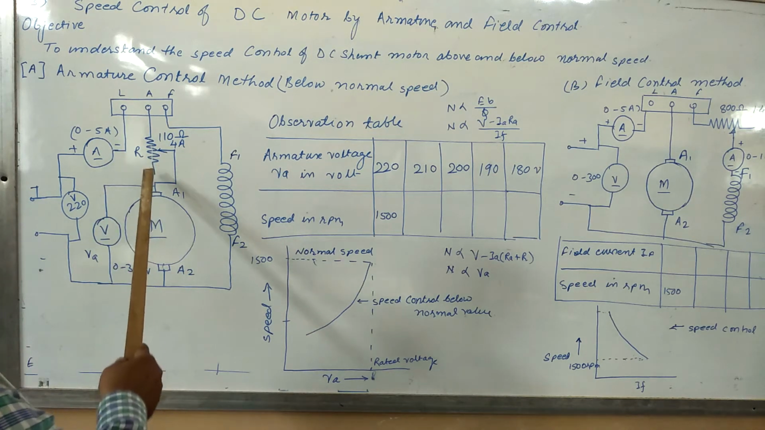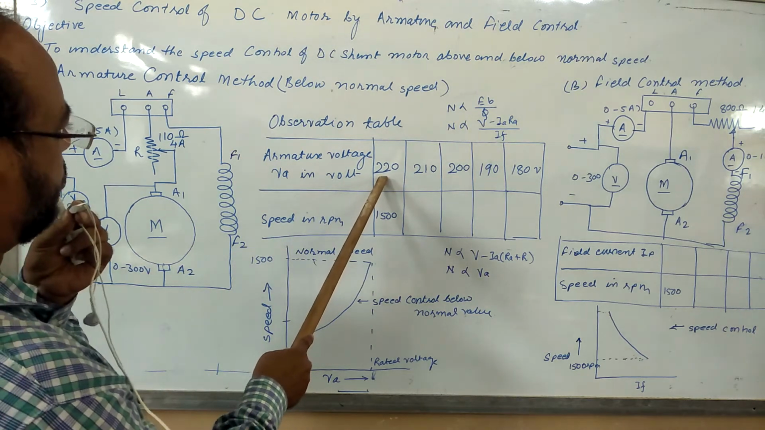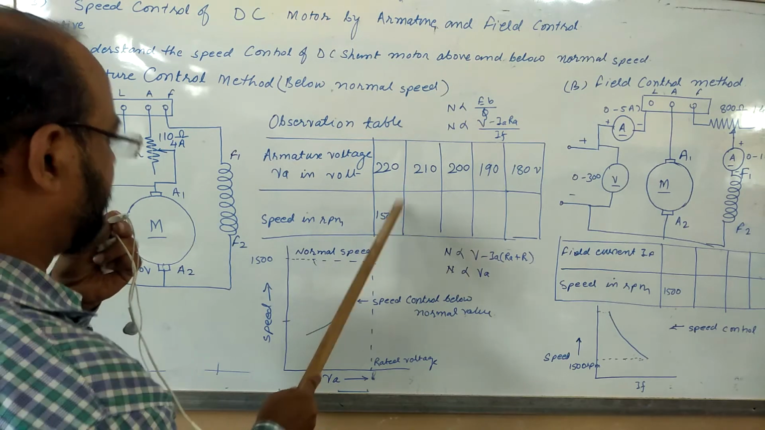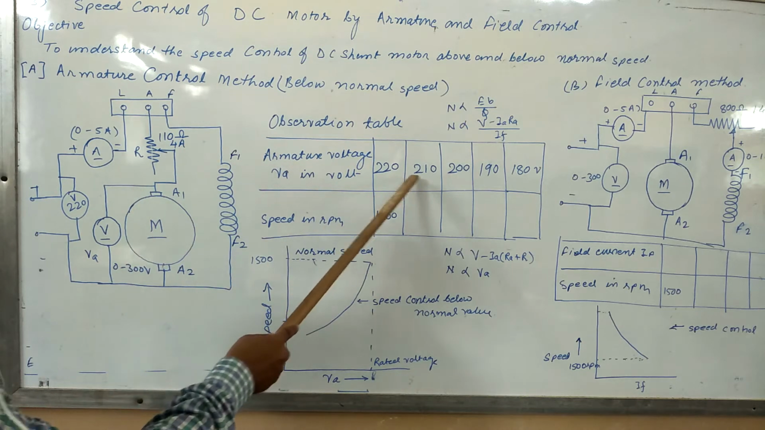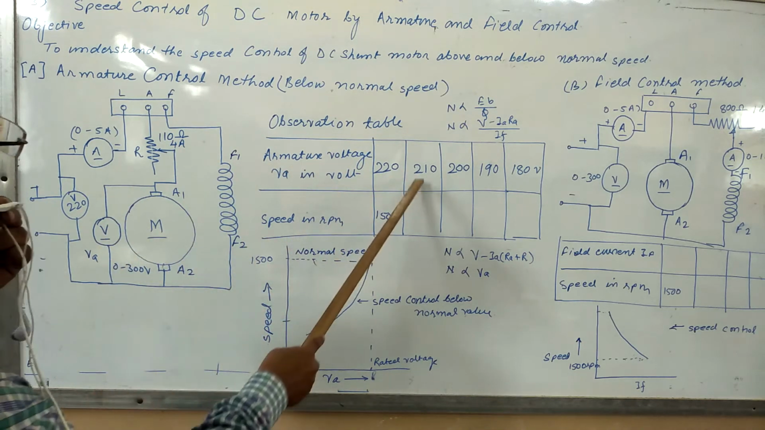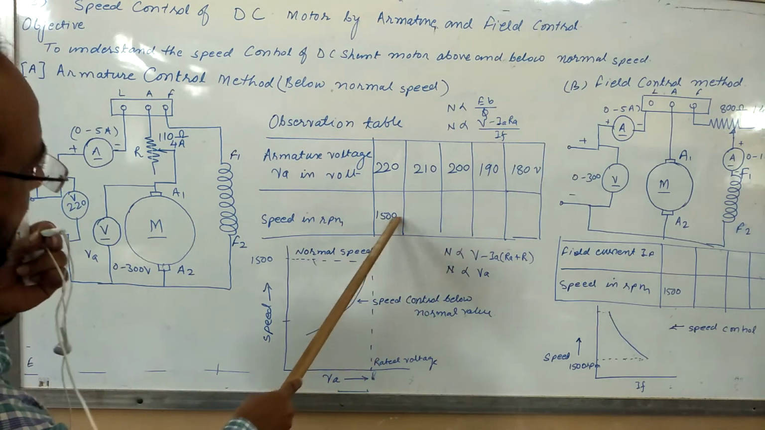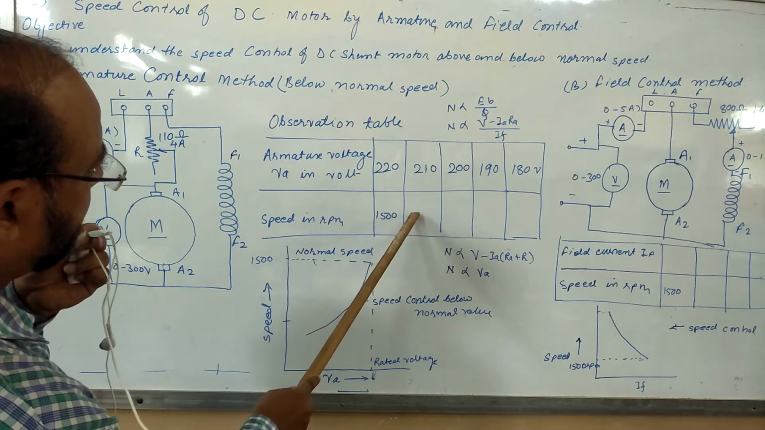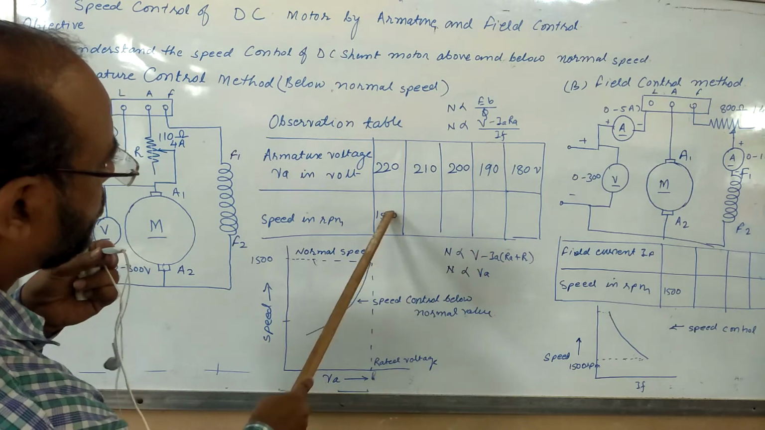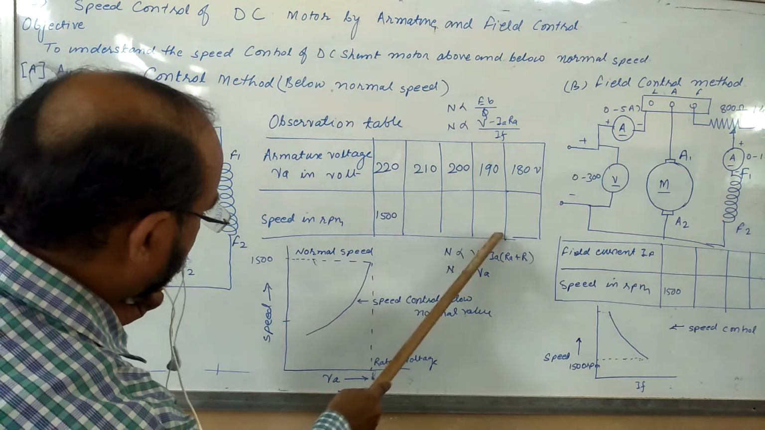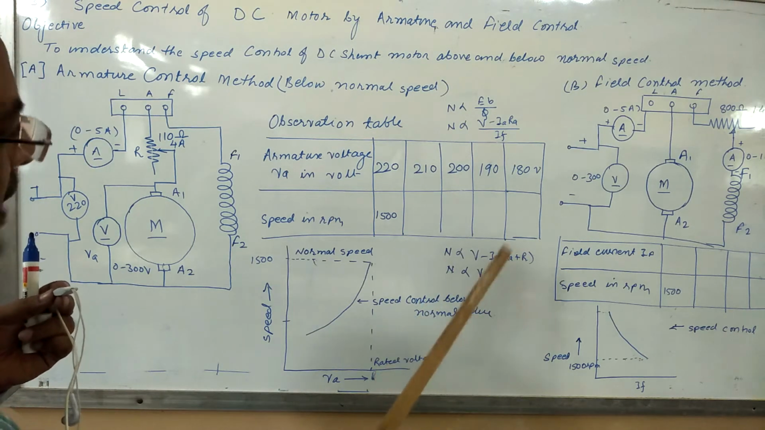When we vary that rheostat, the voltage across the armature decreases. For example, the rated voltage we have applied is 220 V, and during that time the speed is 1500 rpm. We will vary that rheostat, and by varying it we reduce the voltage across the armature: 210, 200, 190, 180 and so on. So we find that this is 1500 rpm, then it may be 1400, it may be 1430, 1450, it may be 1300 and so on. So the voltage decreases, and the speed also decreases. This is our procedure to do the practical.